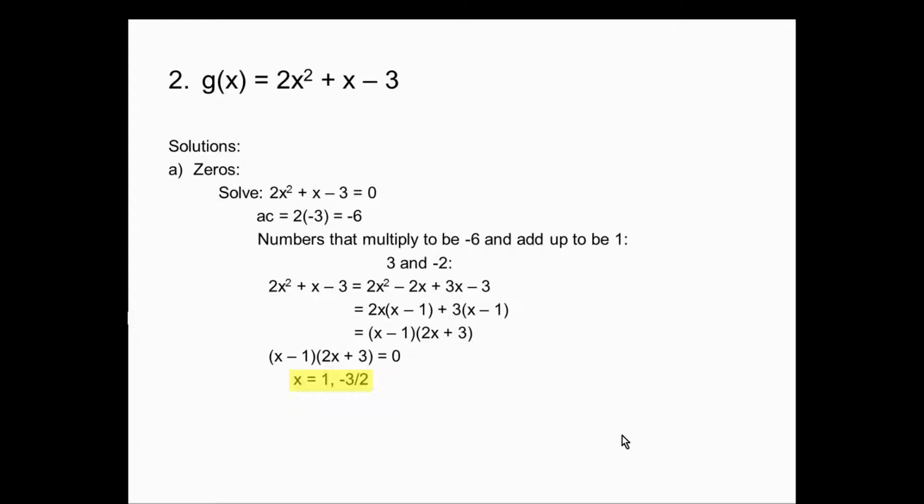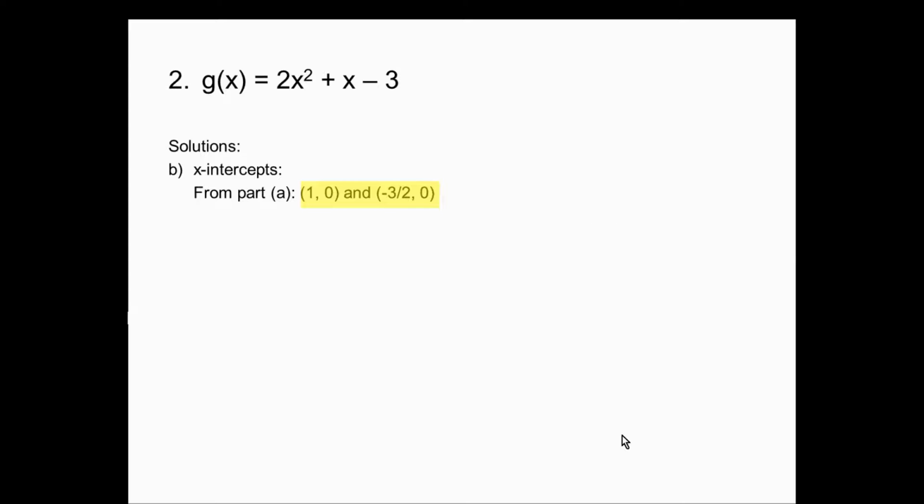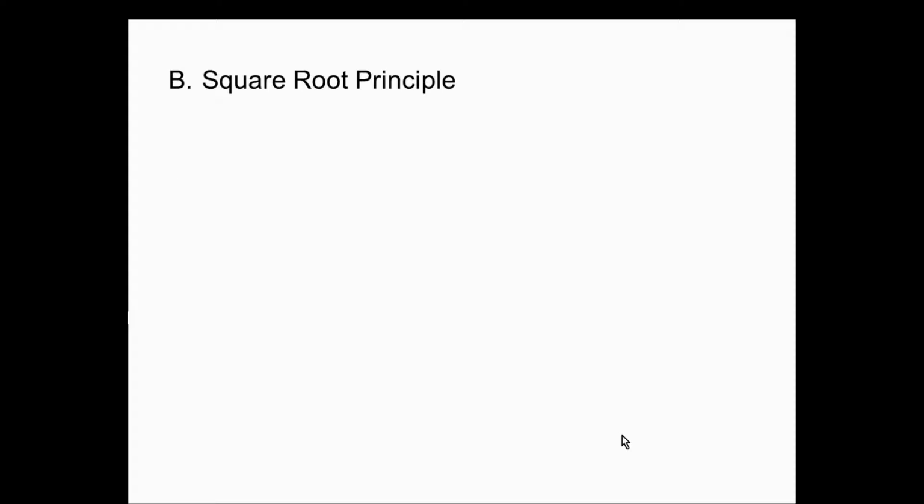If I want to get the x-intercepts, remember, those zeros are going to be the x-coordinates of the x-intercepts. So from part A, I get (1, 0) and (negative 3 halves, 0). For part C, the y-intercept, we're going to evaluate g of 0. So 2 times 0 squared plus 0 minus 3, we get negative 3. As a point, (0, negative 3). Again, most of that we've actually already done before.